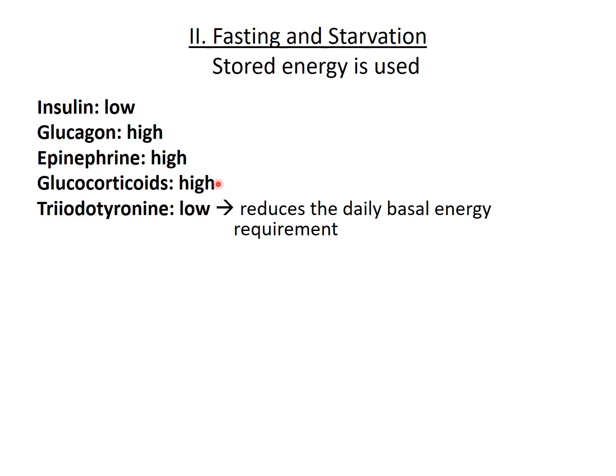Later on, glucocorticoids are released, and also thyroid hormones will be released to reduce the basal energy requirement of the tissues. When the thyroid hormone level is low, then the whole metabolism is slowing down, and you will feel sleepy and tired. Majorly, it is the sign to slow down because not enough energy carrying molecules are available.